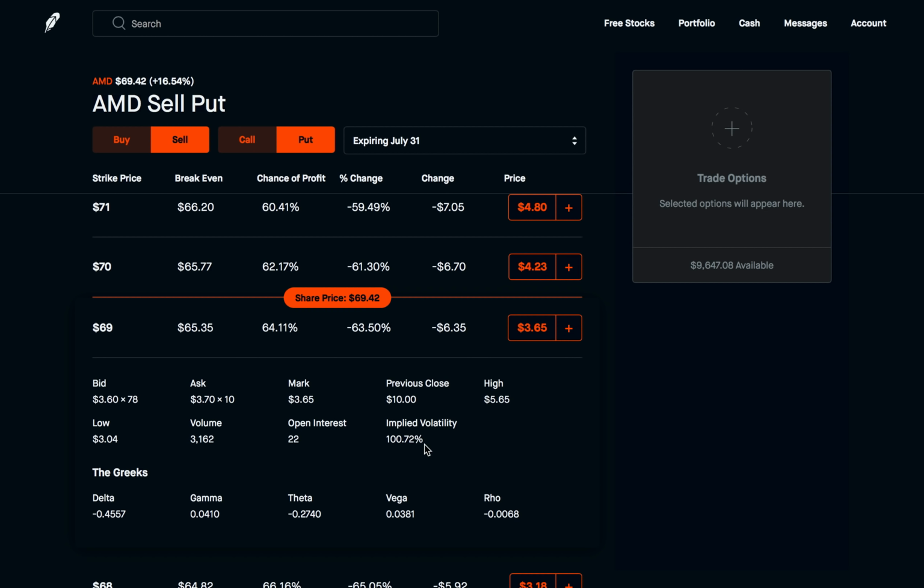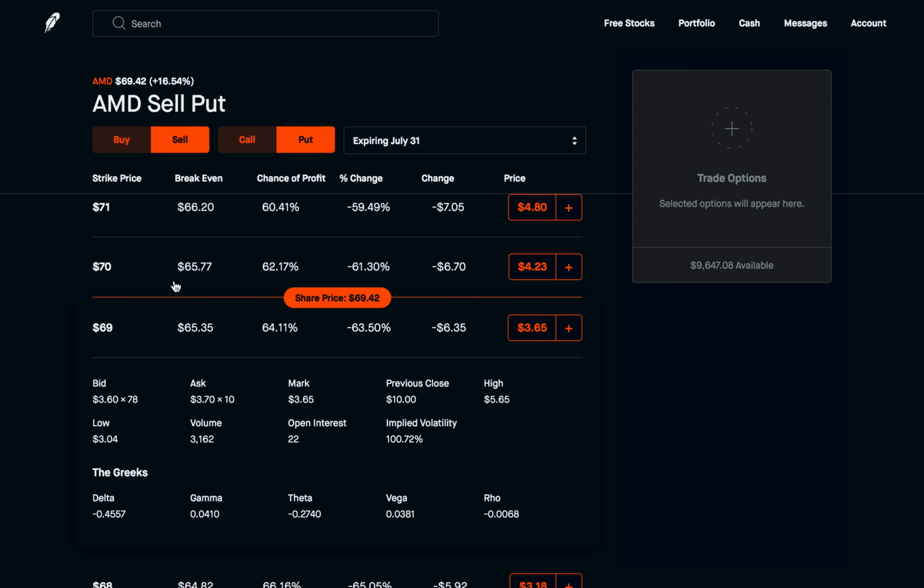Which means there's a pretty good chance that the price of AMD is going to swing either up, down, or both ways, and it's probably going to be pretty major. Okay, and as you can see, this is something I always take a look at, and I want to avoid it, right? And like I mentioned, this is the week that AMD is announcing their earnings.